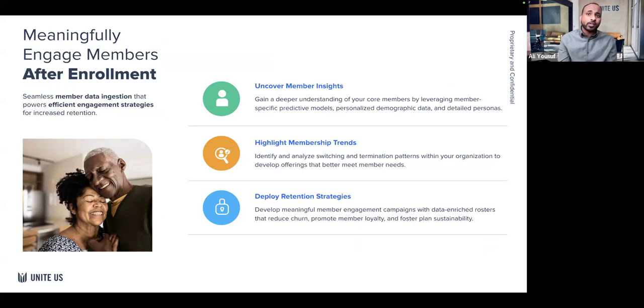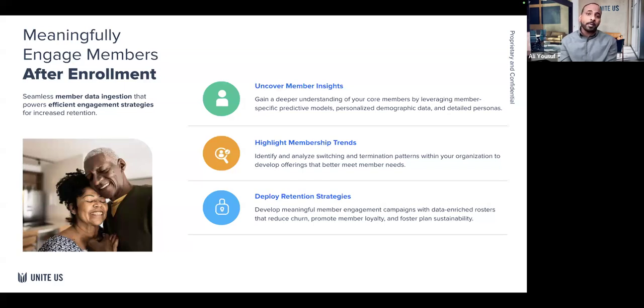With the Unitas Insights Growth Tool, we do ingest customer membership data and we provide valuable insights and member engagement strategies. So here are a couple examples of ways that our customers are using data to strengthen their retention campaigns. The first one is going to be uncovering member insights. Plans can really gain a deeper understanding of their core members by using our member-specific predictive models, as well as our demographic data and detailed personas. So this can inform marketing strategies for your plans and can also provide insight into how to best engage with your current population for retention purposes.